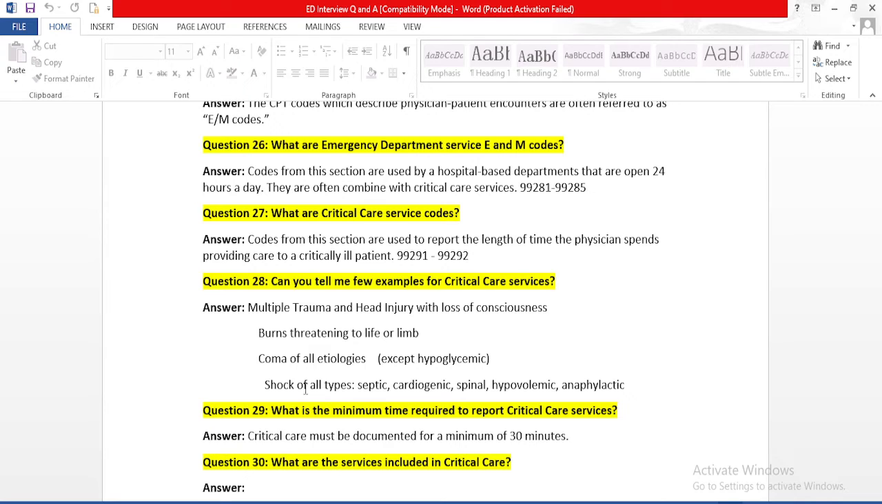So next question, what are critical care services codes? Codes from this section are used to report the length of time the physician spends providing care to a critically ill patient. These codes come under the series 99291 and 99292. Basically, for the critically ill patient, we will use critical care service codes like 99291 and 99292.